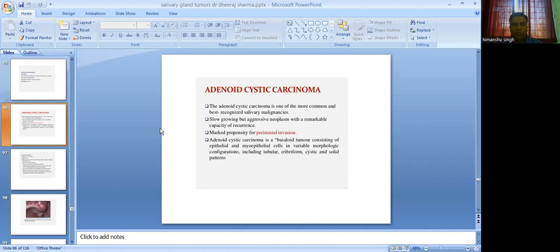The next topic is adenoid cystic carcinoma. Now, the adenoid cystic carcinoma is one of the more common and best recognized salivary gland malignancies. It is slow growing but is an aggressive neoplasm with a remarkable capacity for recurrence. Perineural invasion is considered to be the hallmark of adenoid cystic carcinoma.